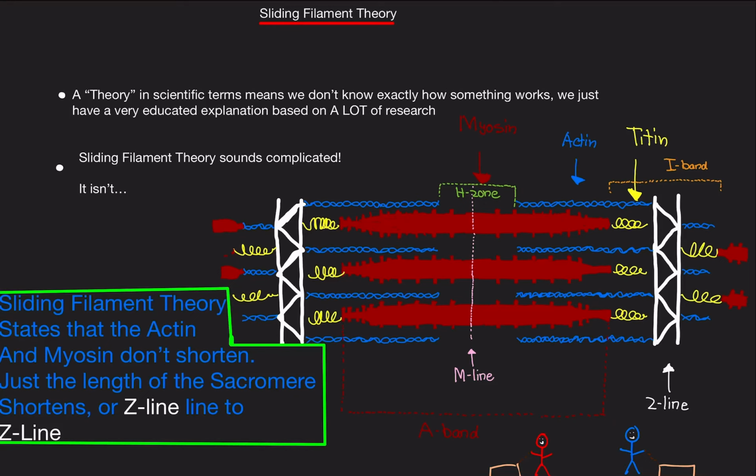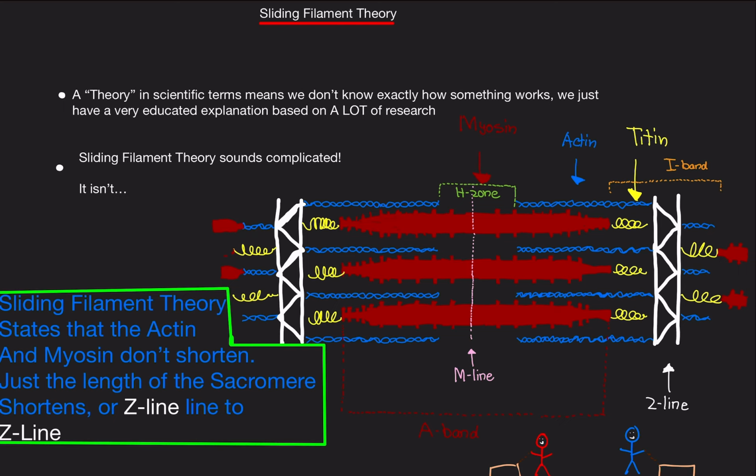Alright, welcome back. Today we're going over sliding filament theory. Let's first define what theory is in science. So the term theory means we actually don't know how something works. We just have a very educated explanation based on a lot of research and evidence. Let me give you a few examples here.